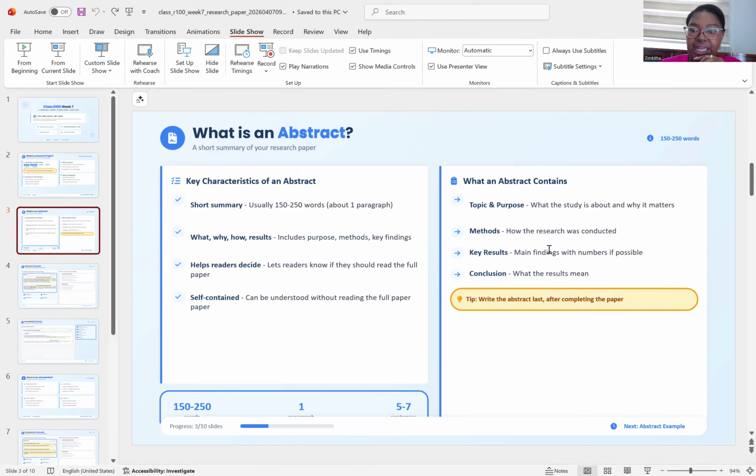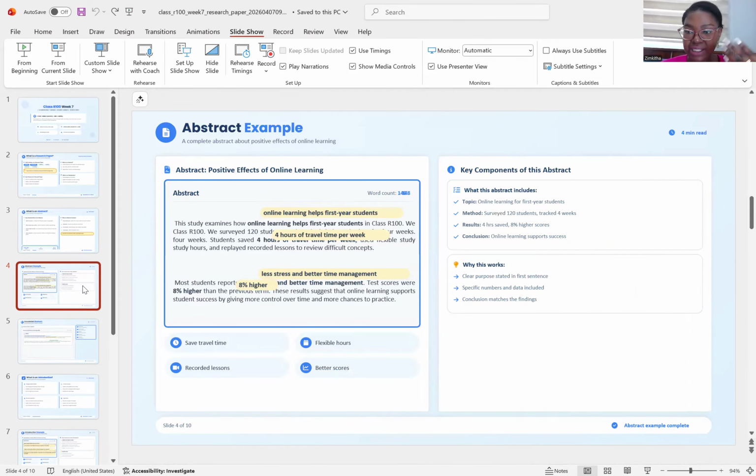One thing that is good is that researchers often write the abstract last, because you still don't know the research findings. So you first have to do the research and the methods, and then you'll be able to say what the results are. Let's get into it. I think if you see an example, it will be easier to understand.